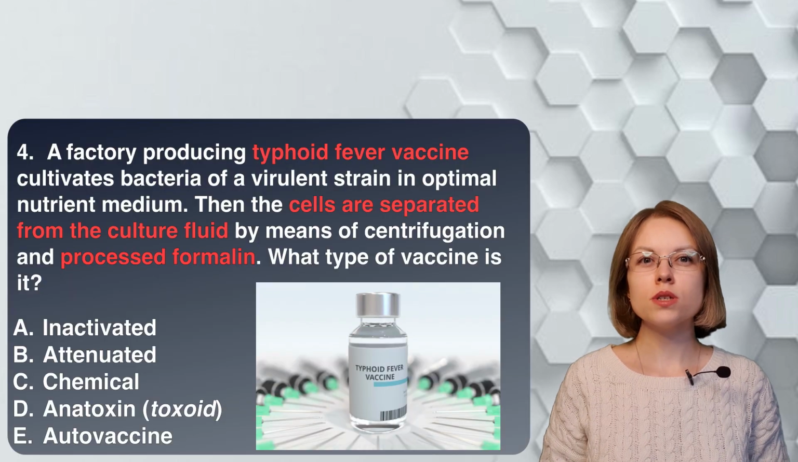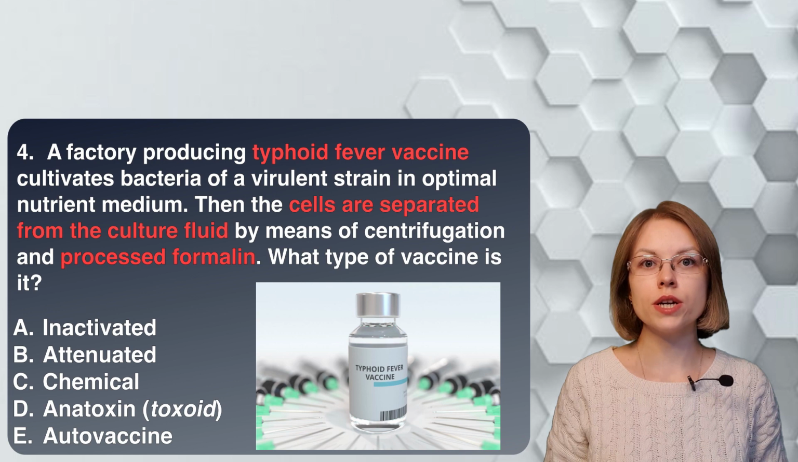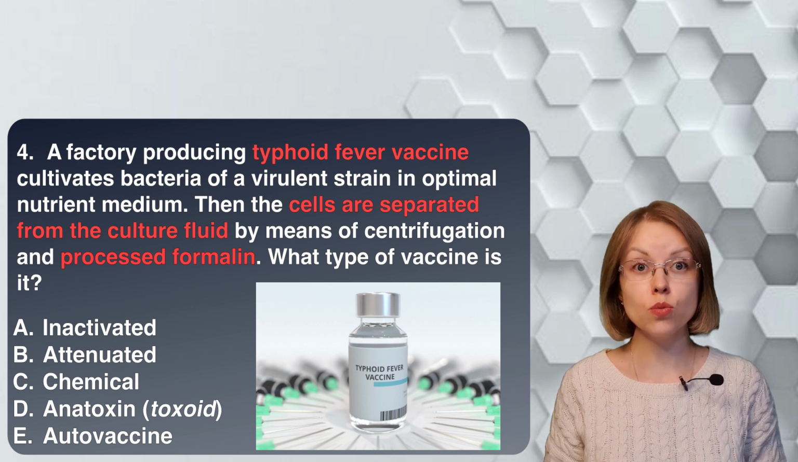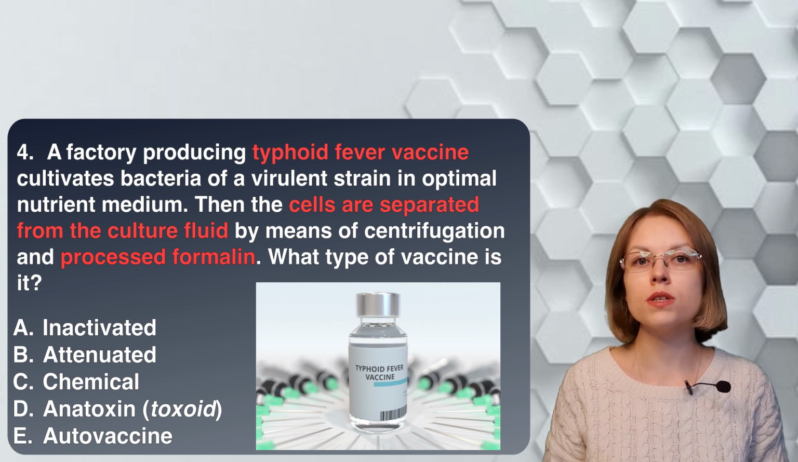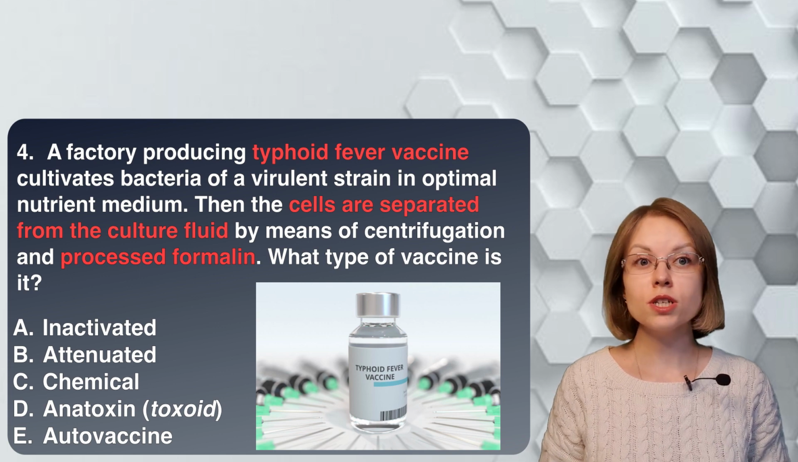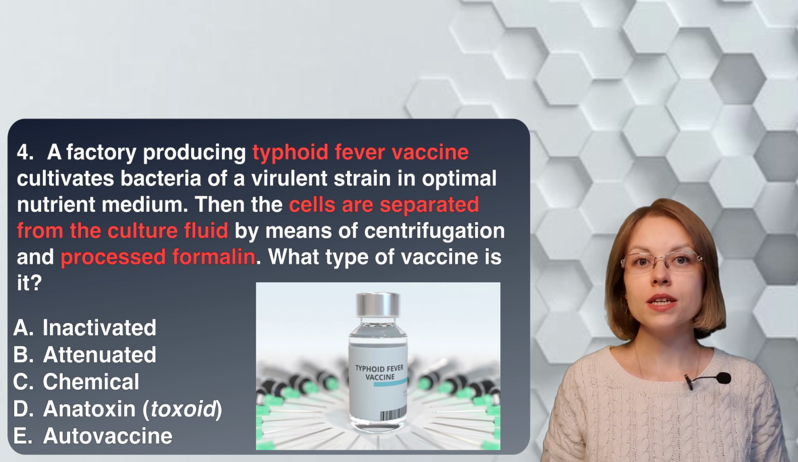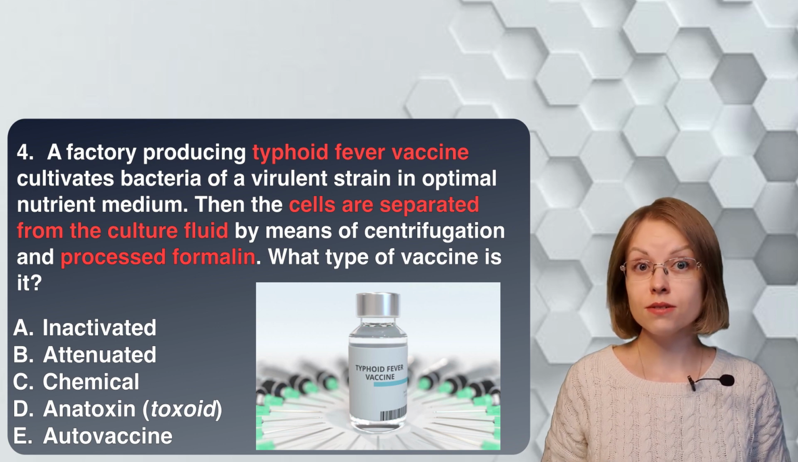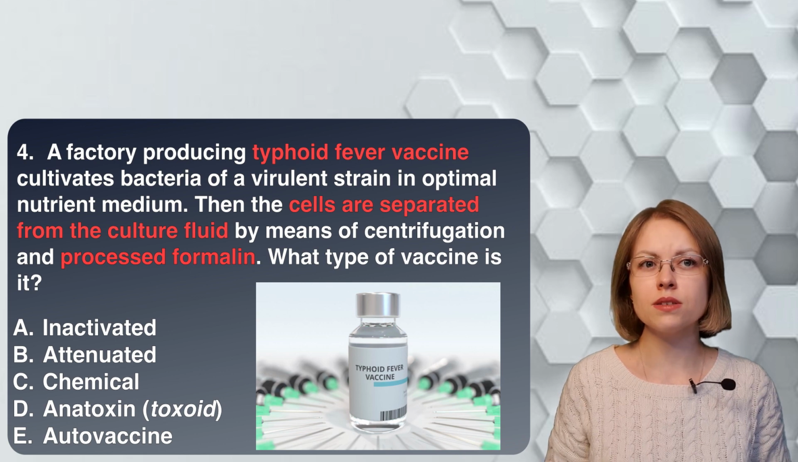Test number 4. A factory producing typhoid fever vaccine cultivates bacteria of a virulent strain in optimal nutrient medium. Then the cells are separated from the culture fluid by means of centrifugation and processed with formalin. What type of vaccine is it? Formalin inactivates or kills vaccine strains of bacteria, so answer B is incorrect.